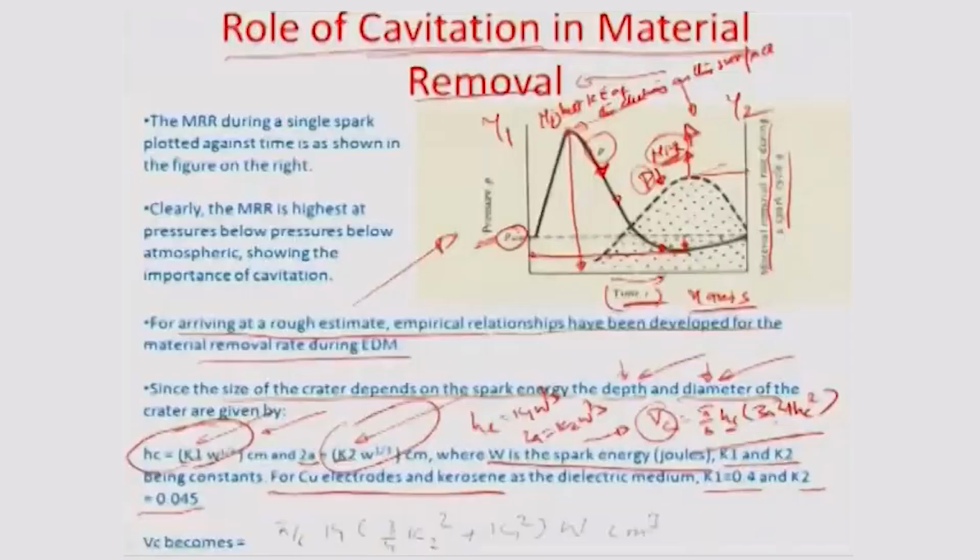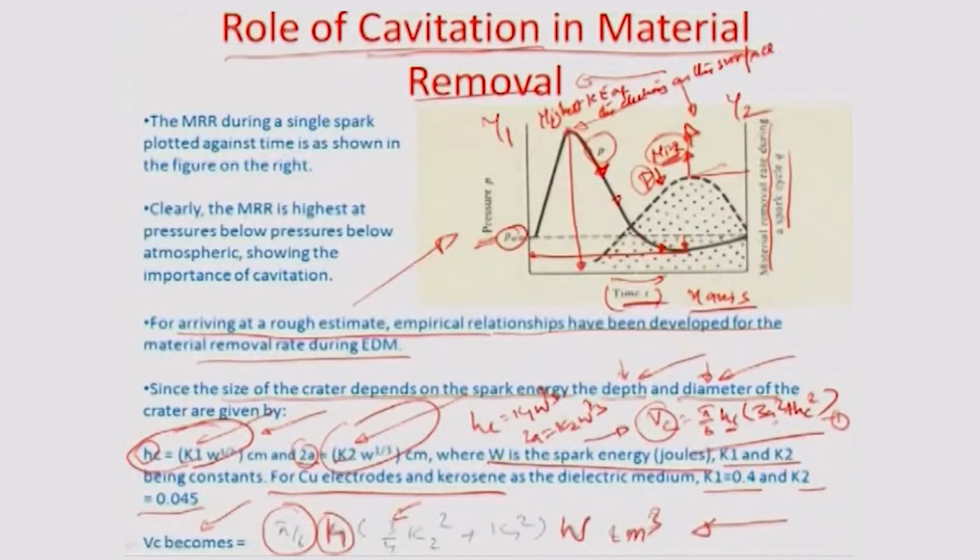Therefore, if we put these two empirically obtained formulations for Hc and twice a into the spark volume estimate, which is represented here by equation 1, Vc becomes equal to pi by 6 times K1 times (3 by 4 K2 square plus K1 square) W to the power of, or W centimeter cube. That is how you would characterize Vc, just substituting these two values.